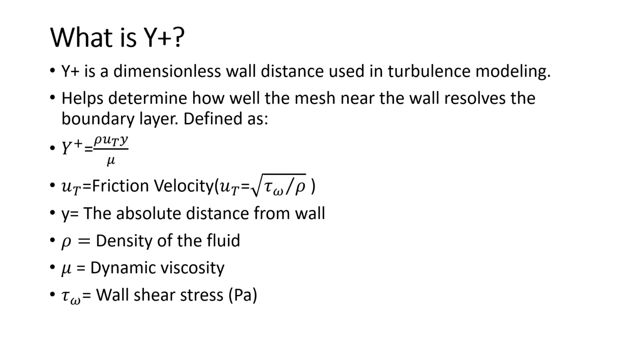Here are the key parameters used in the Y plus formula, where rho is the fluid density in kg per meter cube, u_tau is the friction velocity. It is calculated from wall shear stress, and y is the distance from the wall to the center of the first cell in meters. Mu is the dynamic viscosity of the fluid, and tau w is the wall shear stress in Pascal. These parameters help define the Y plus value, which tells us how accurately the boundary layer is resolved.